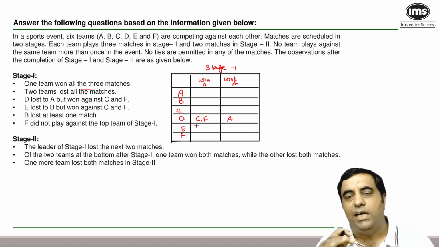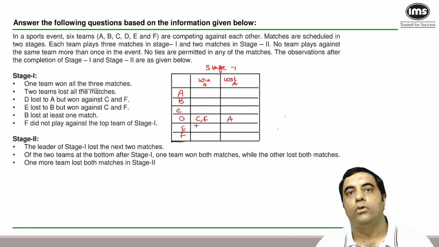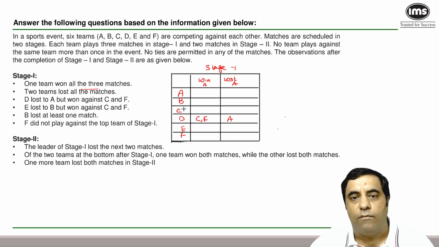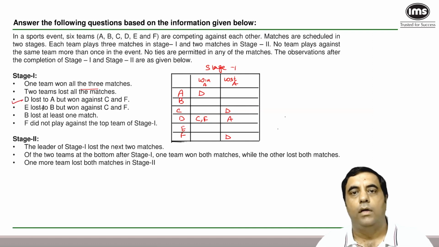Now, the moment I say D won against C and F, indirectly we can also say C lost against D and F also lost against D. So we can directly build that C lost against D and F also lost against D. Then D lost to A, therefore A won against D. So from this, we'll be able to fill in all this data. So tick this because we have used this.